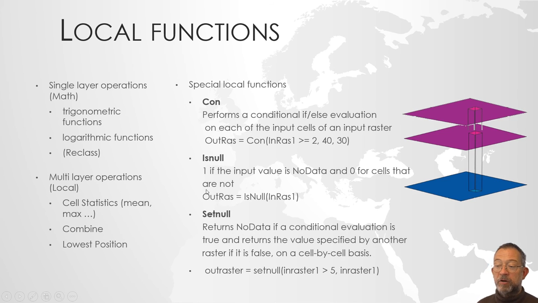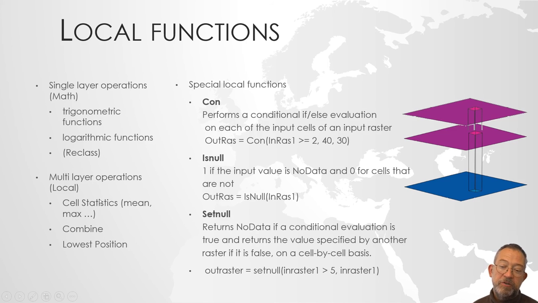operators. So these are really not operators, but they are functions that can take a layer, and if it is null, it will return a 1 at the location, and if it's not null, it will return a 0. And we have the setNull, that if our input layer here is larger than 5, it will set the output to no data or null, or if it's not larger than 5, it will set the output to whatever was in our input raster.